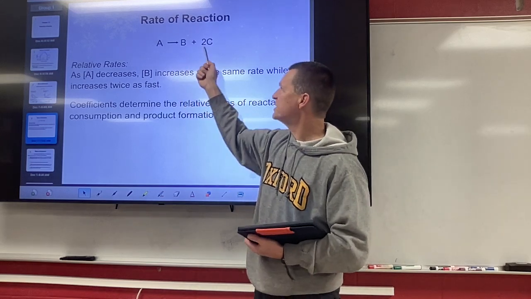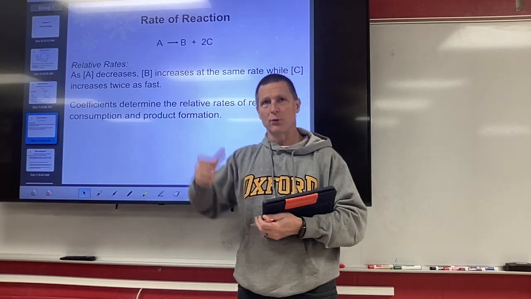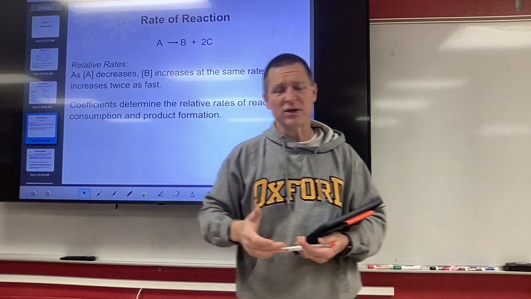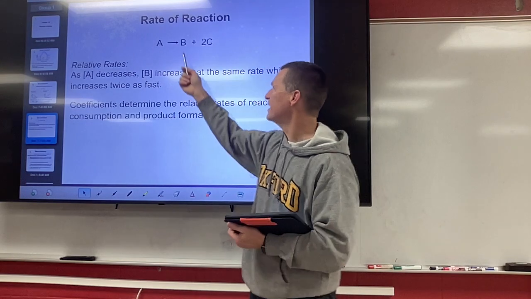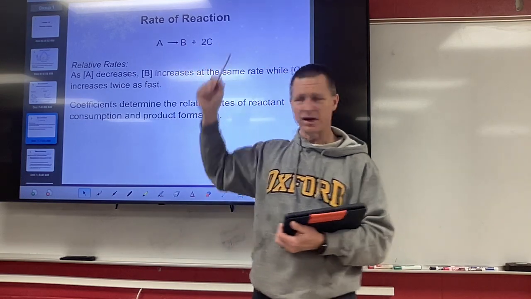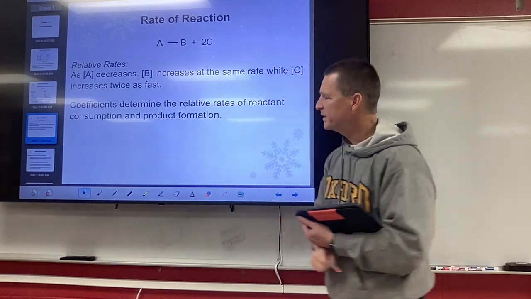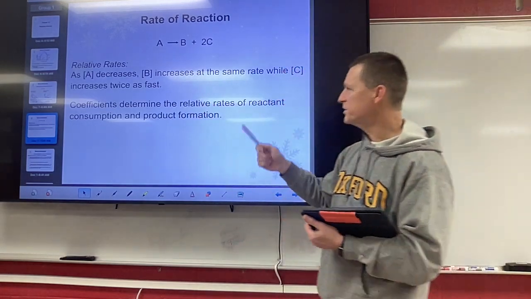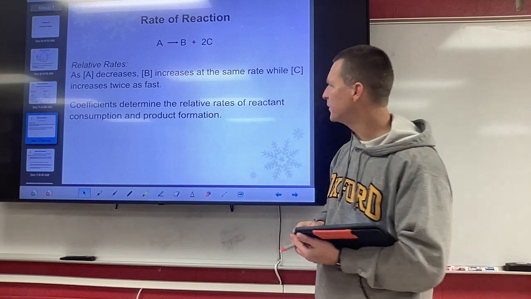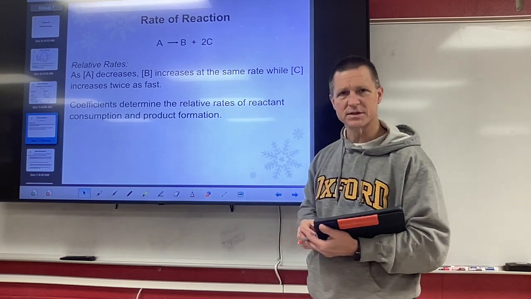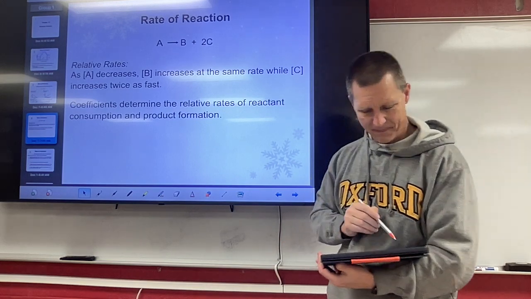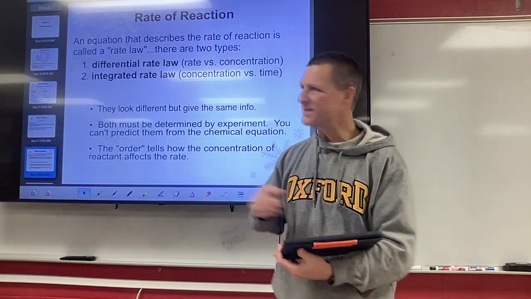So the coefficients do give an indication of, okay, we're going to make twice as much of C as B, but also C is going to be made twice as fast. So the rate of B and the rate of C are related by that coefficient as well. So that's what this slide is describing there. Coefficients determine the relative rates of reactant consumption and product formation compared to one another. I want you to remember that too from this slide.